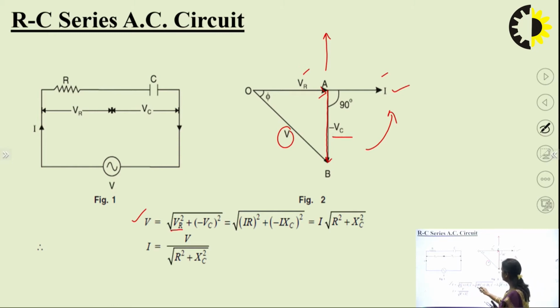By putting the value of VR, that is I into R, and VC means I into XC, XC meaning capacitive reactance, right? After solving this and taking out the current as common, you will get I into under root R square plus XC square. So here V is equal to this, so you can write I is equal to V upon this, and this under root R square plus XC square is nothing but the impedance, right? Impedance we denote with capital Z. So you can write V upon Z, where Z is equal to under root R square plus XC square.